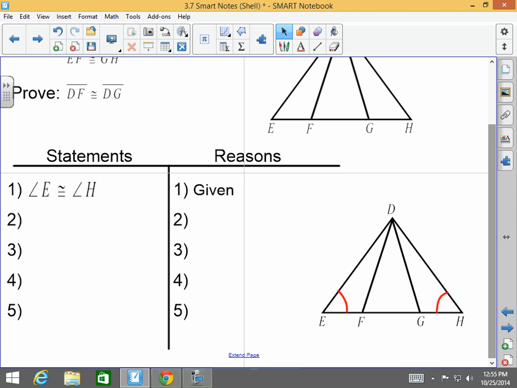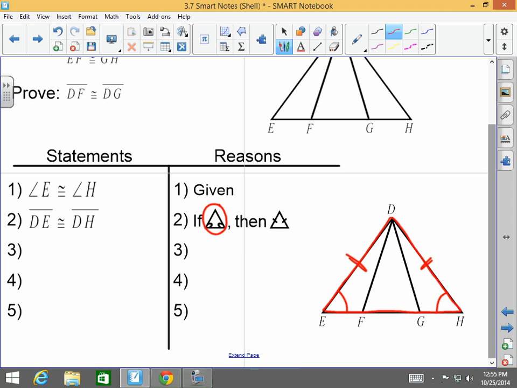Right off the bat, that should indicate to you, hey, wait a second, these base angles are equal. That means that this triangle EDH, the triangle I just outlined in red, has to be isosceles. And if it's isosceles, then I know for sure that segment DE must be congruent to segment DH. Why? This is the converse of the base angles theorem. If the base angles of a triangle are congruent, then the opposite sides of those base angles, in other words the legs, are congruent.